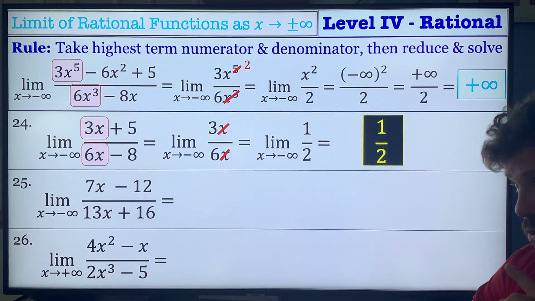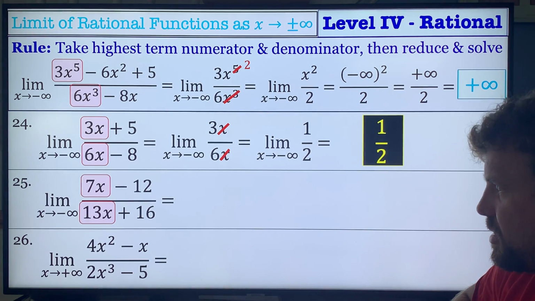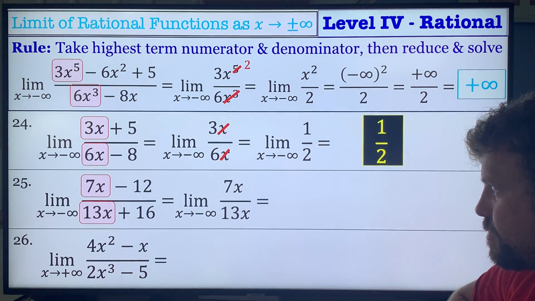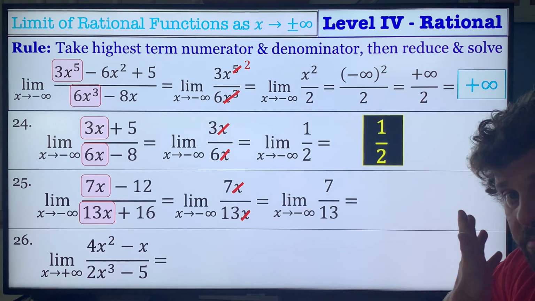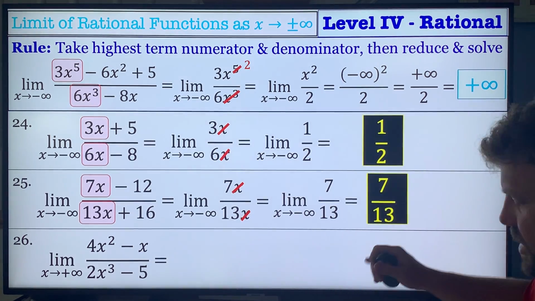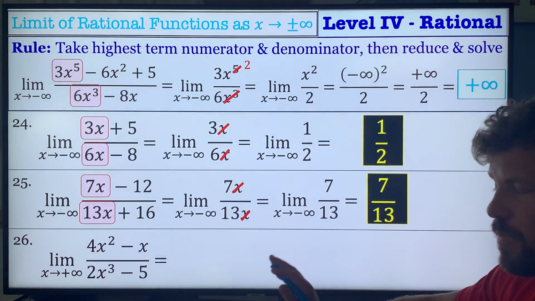Pause. Unpause. Ready to go? Here we go. 7x, 13x. Cancel the x's out. It's a constant. Limit of a constant is just what that constant is. Right? 26, not that easy.